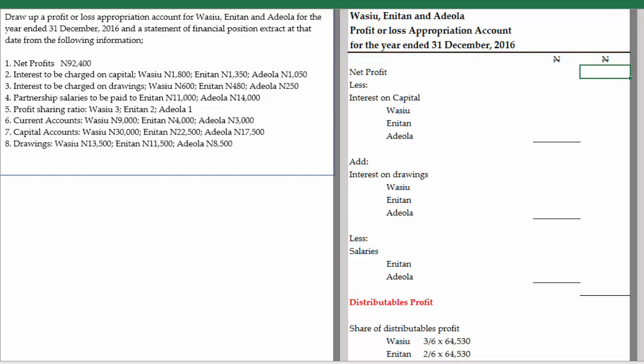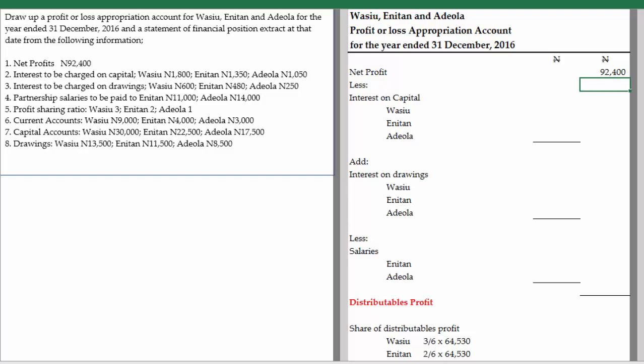The first item is the net profit of 92,400, which is what we want to share among the partners. But before we share it, there are some items that will be deducted and added to the net profit. That is what we call the appropriation.